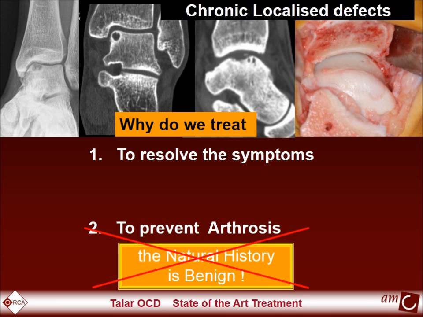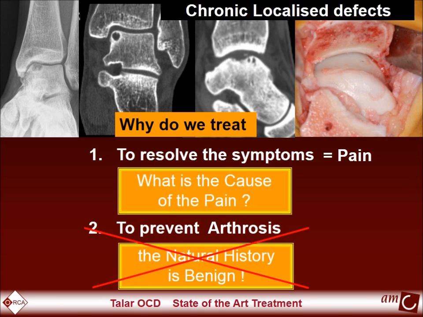But can we prevent arthrosis? We know that the natural history of this osteochondral defect is benign. If you look at patients that come with ankle arthrosis, it seldom started with an osteochondral defect. So we have to be humble, and from the literature, we cannot say that with our treatment we prevent arthrosis. So the reason to treat is to resolve the symptoms.